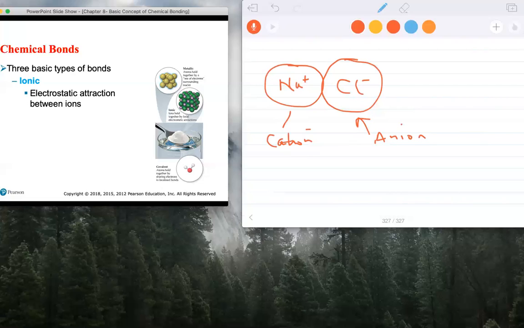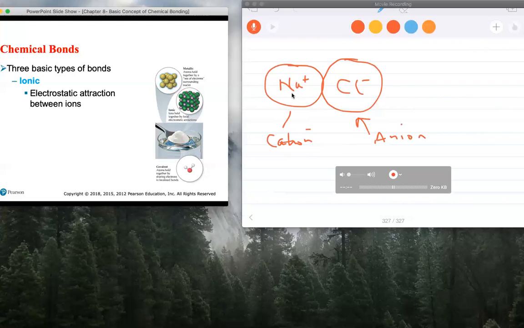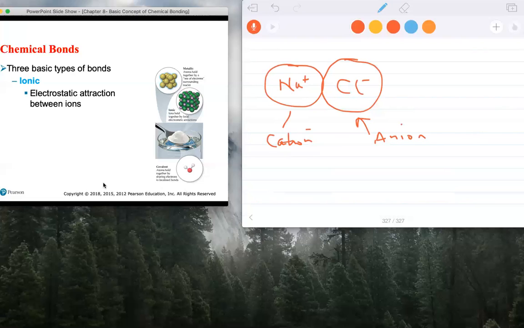The ions, you know how you can predict. We're going to look at how to predict ionic charge for ions using the periodic table. We saw this in chapter 2. It's going to come back again in ionic compounds. Now we have covalent bond.